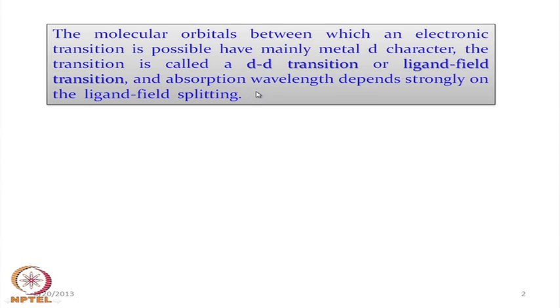But here the transition probability integral is not very high, and as a result the epsilon max values, that is the molar absorptivity, would be less compared to the charge transfer transition. So, looking at the epsilon max values, we can simply consider whether we have the d-d transition or charge transfer transitions.